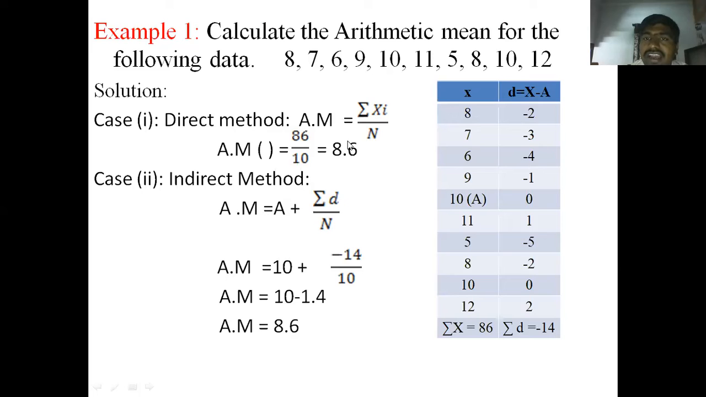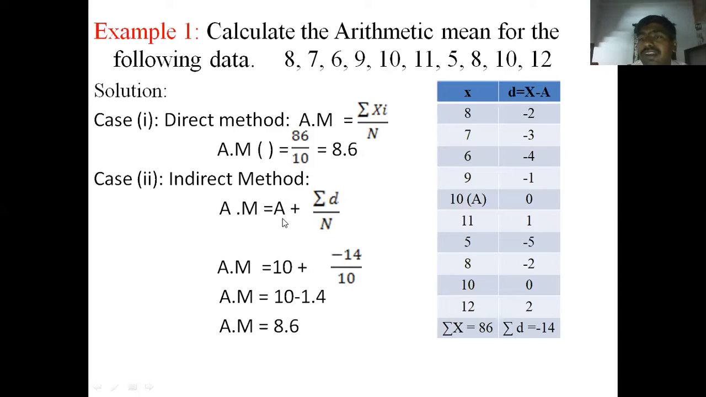That means the number representing our entire data is 8.6. Look, children, here the least number in your data is 5 and the highest number is 12. Now my centered value 8.6 falls between 5 and 12. Now coming to the indirect method. In the indirect method, the formula is arithmetic mean is equal to A plus sum of D by N. A, how do we assume the A?